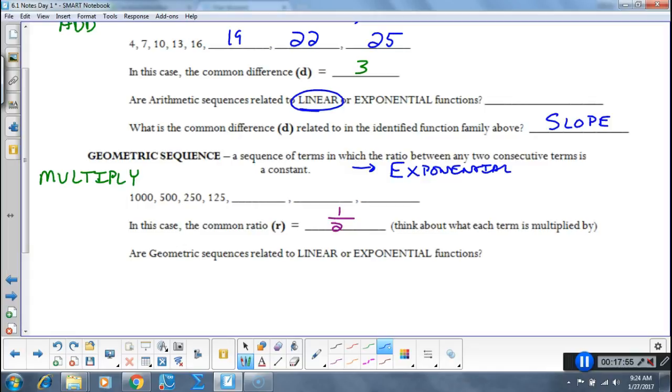125 times 1/2 is 62.5. 62.5 times 1/2 is 31.25. 31.25 times 1/2 is 15.625. Okay. If you wanted to write them in fraction form, that would be fine too. It would be 125 over 2, then it would be 125 over 4, then it would be 125 over 8. All the same. Okay.